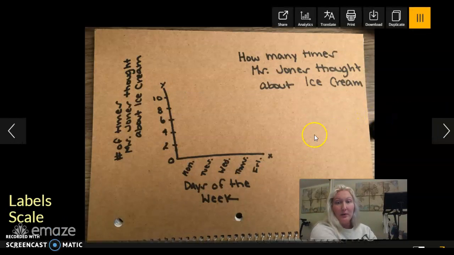Now we have our labels. So I went ahead and labeled the x-axis, which is days of the week. And then I went ahead and labeled the y-axis, which is the number of times Miss Jones thought about ice cream. Okay? I went ahead and put the categories in, which is Monday, Tuesday, Wednesday, Thursday, Friday, and then I have my scale, 0, 2, 4, 6, 8, 10. So this is how you set it up initially. You want your title, your X and Y, and you want all your labels.